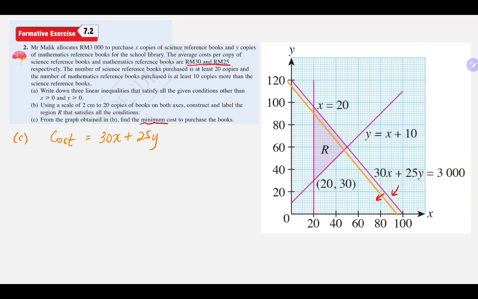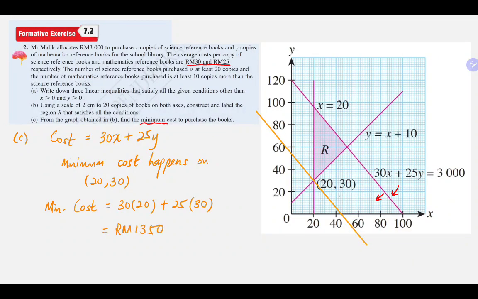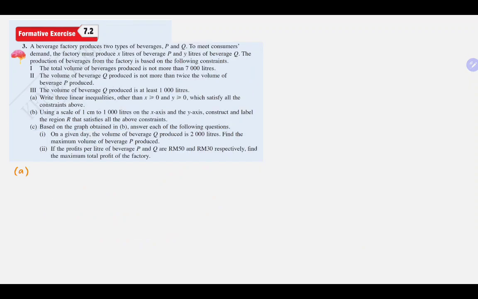Alright, and we'll see it happens at (20, 30). So the minimum cost is 30 ringgit times 20 science reference books plus 25 ringgit times 30 maths reference books, and we will have to spend a minimum of RM 1,350.